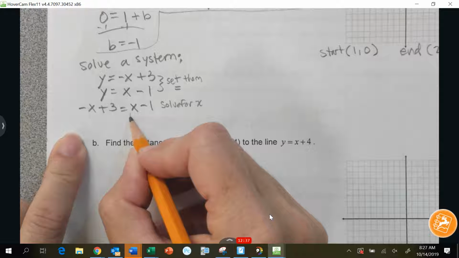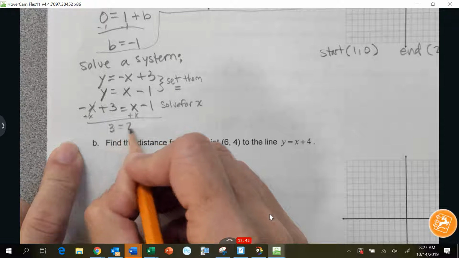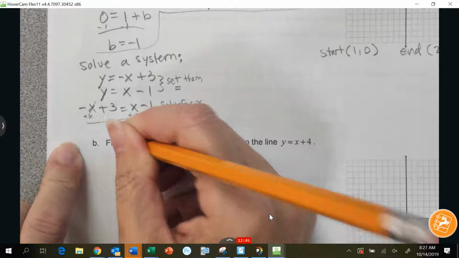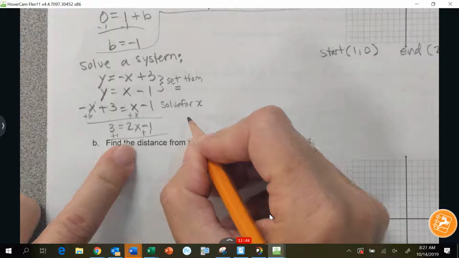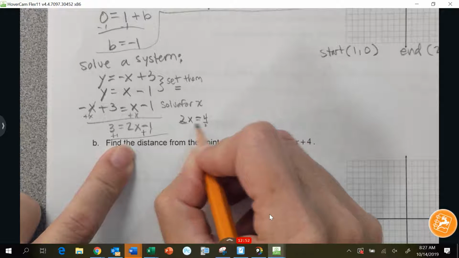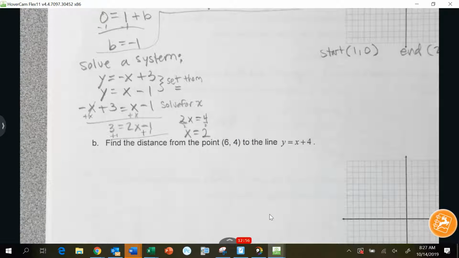So I'm going to add x to both sides. Get 3 equals 2x minus 1. Add 1 to both sides. Get 2x equals 4. Divide by 2. x equals 2. So that is the x value.